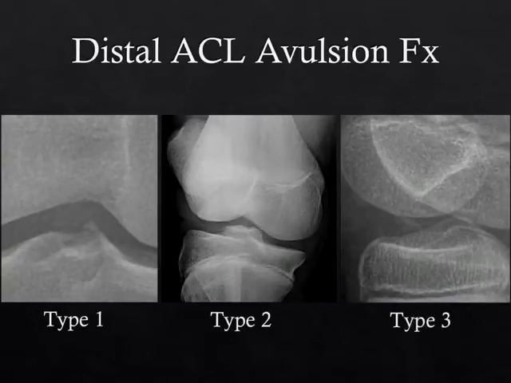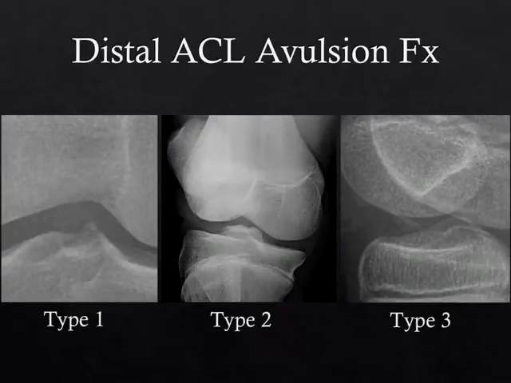So distal avulsion fractures are much more common than proximal avulsion fractures. You can have different types. The Meyers and McKeever classification system is what most people are using. So a type 1 fracture would be a small fragment that's minimally displaced. A type 2 fracture kind of trapdoors up anteriorly and remains kind of hinged posteriorly. And then type 3 are fractures that are completely displaced from the proximal tibia.